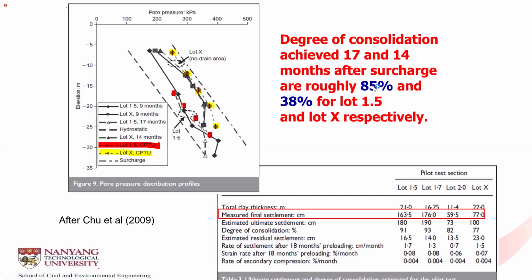So this 85% compares rather well with the degree of consolidation for lot 1.5, which is 91%.